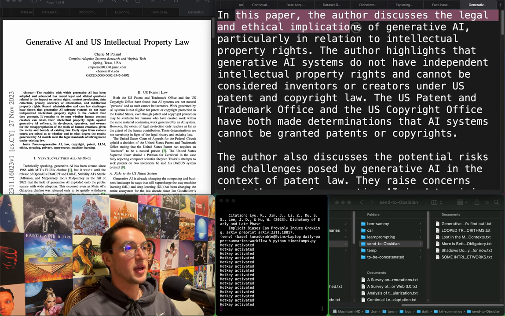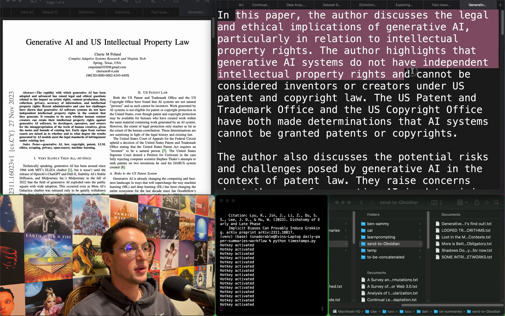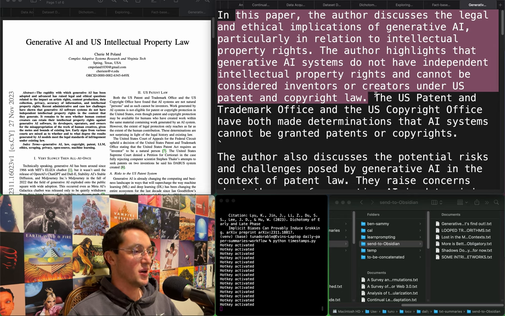Discusses the legal and ethical implications of generative AI, particularly in relation to intellectual property rights. Author highlights that generative AI systems do not have independent intellectual property rights and cannot be considered inventors or creators under U.S. patent copyright law. That's weird. I kind of think they should be, almost. I mean, I don't know. Does it matter? Because if the company owns the model, then wouldn't the model's invention still be owned by the company? I don't know.